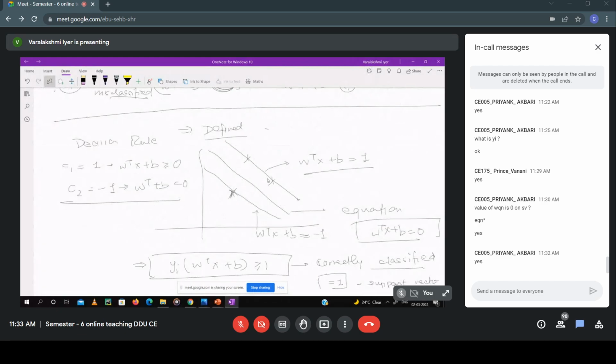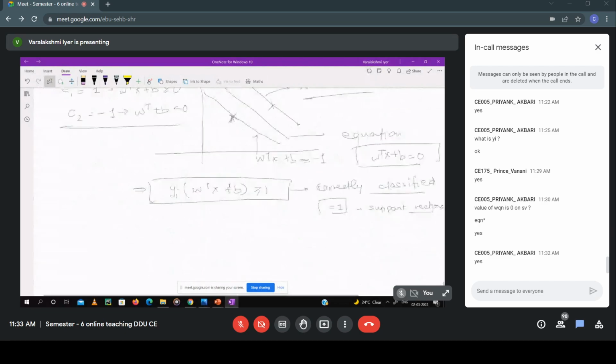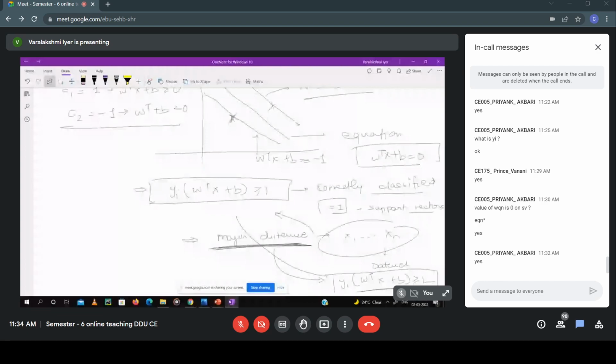So we have to find the maximum margin distance such that all the points x1, x2 up to xn in our data set are correctly classified. And what does correctly classified mean? That yi into W transpose X plus B is always greater than or equal to 1 for all the points. So we have to find the maximum margin distance such that this condition is satisfied. Are you getting the point now? Is everyone clear with this?